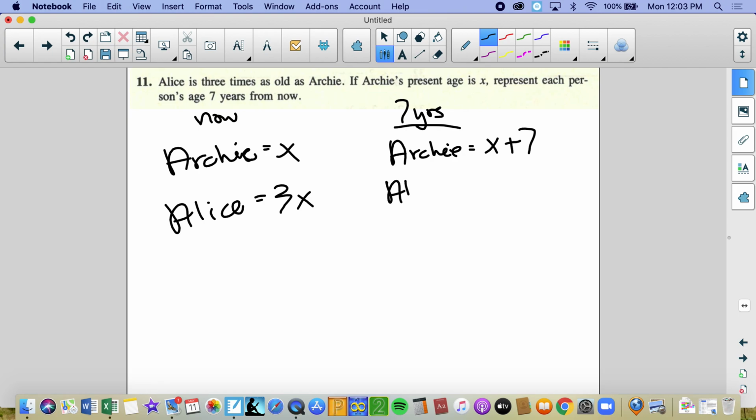Alice will be Archie's age 3 times. Oh, right, not right now. That's going to be in 3 years. If Alice is 3x right now, she will be 3x plus 7. You do not have parentheses. If that's her age right now, how old will she be in 7 years? You're going to just add 7 years. Ooh, Mr. Mac made that much harder than it needed to be.